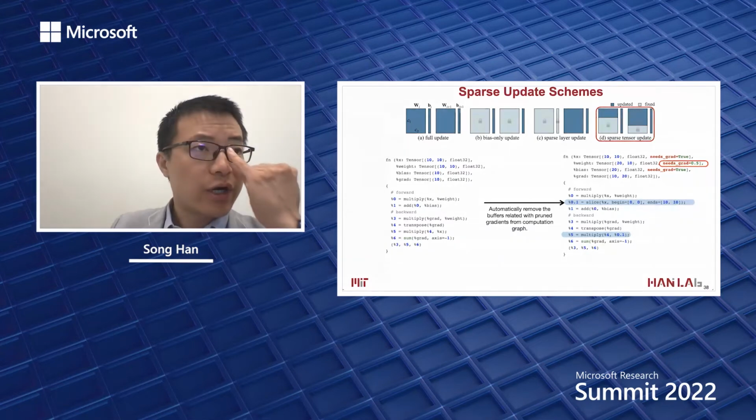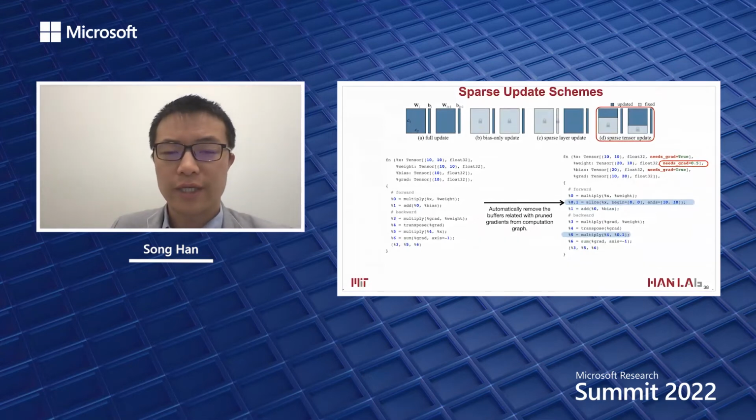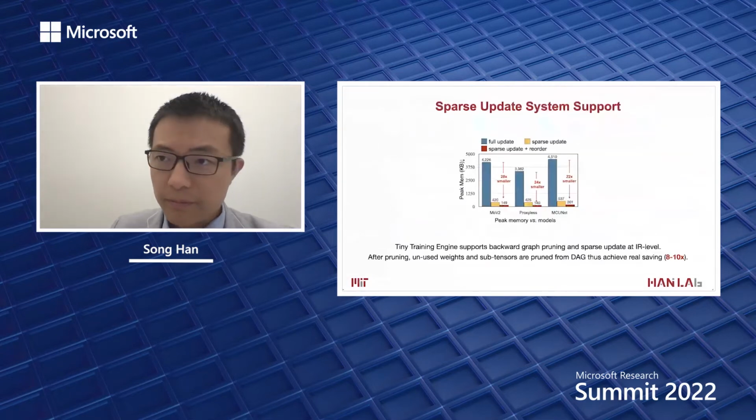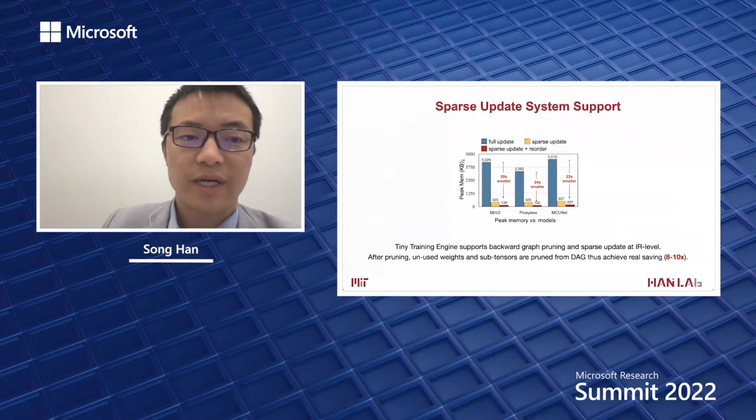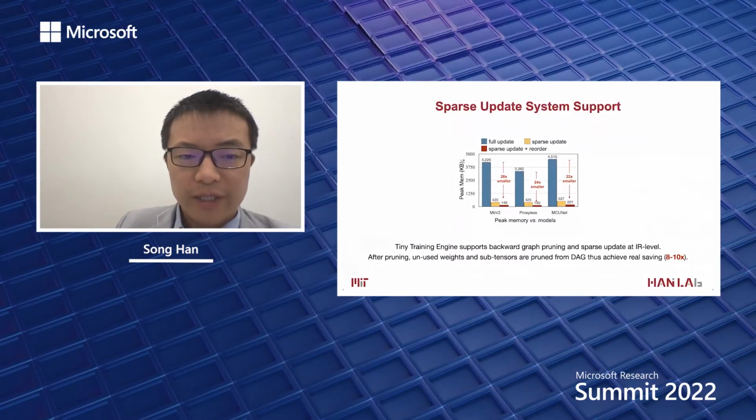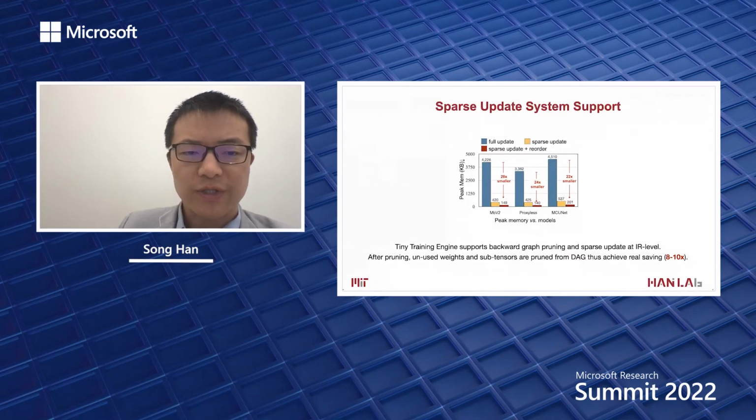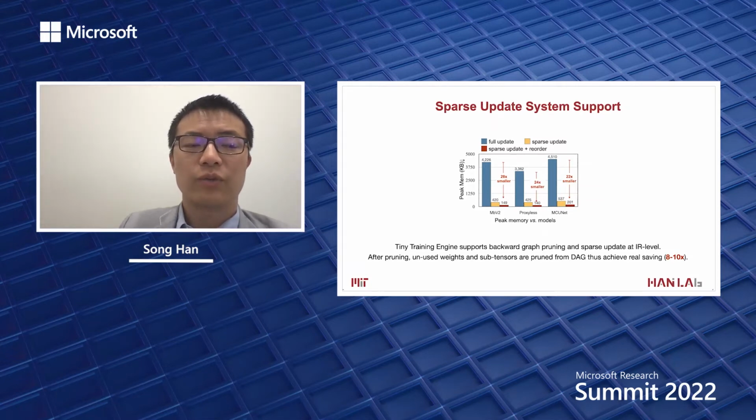So these are co-designed with our algorithm so that the sparse layer and sparse tensor update can be efficiently supported in the compiler and don't require any execution at runtime. So here is the result of the full update versus the sparse update versus the sparse update plus this reordering. Reordering means as soon as we compute the gradient, we are going to apply the update so that we minimize the life cycle of that tensor.